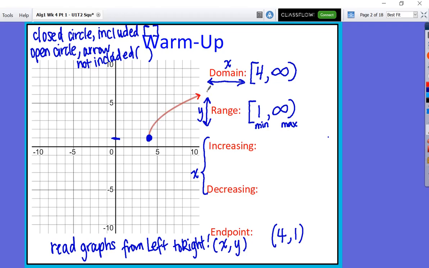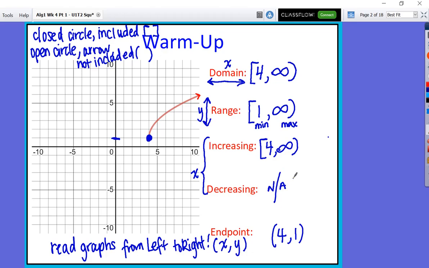It's increasing. Is it always increasing or does it change directions? Bam, this one's always increasing. So here's the thing. You give me the x values over the whole thing. This is really easy. The whole thing is increasing. This means that it never decreases. So we got NA for not applicable.